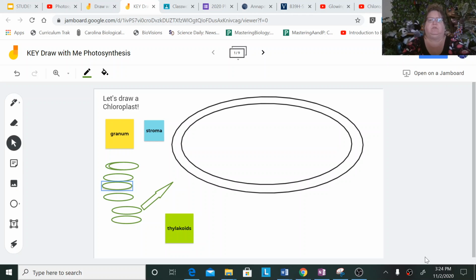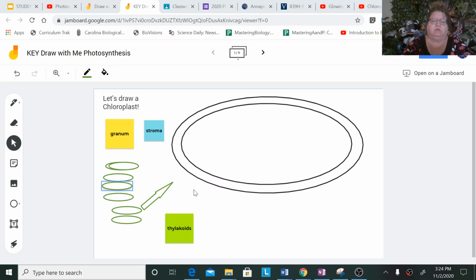And this is going to be with your Jamboard that's titled Draw with Me on Photosynthesis. Now, this is going to be a combination where really we're just dragging and sorting shapes to draw a picture. But the idea is that by the end of this video, you will have several representations of what's happening as photosynthesis occurs. So the first thing we're going to do is just review the chloroplast structure. So let's draw a chloroplast.